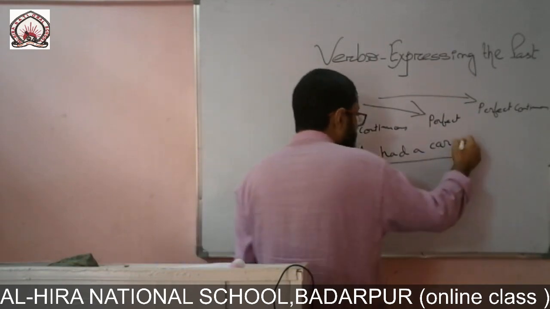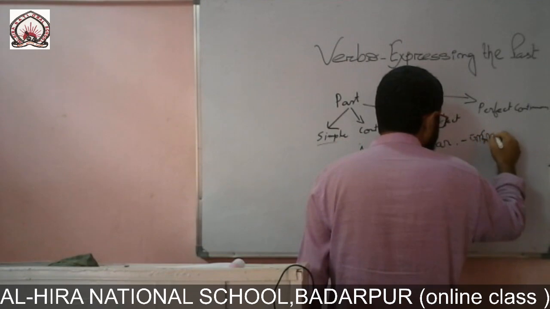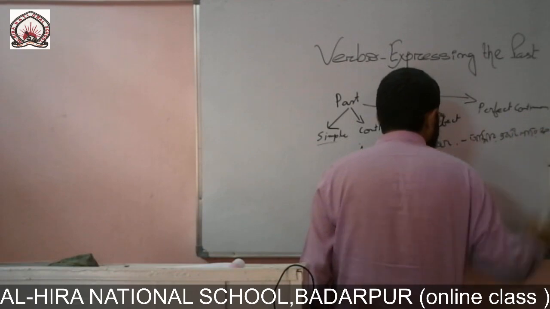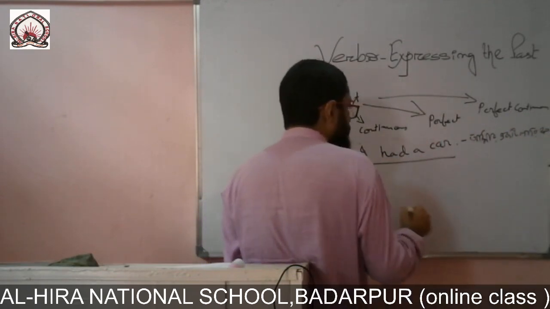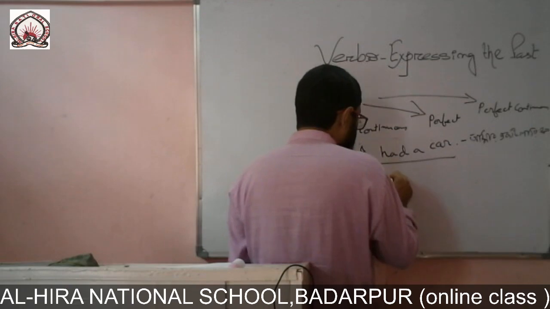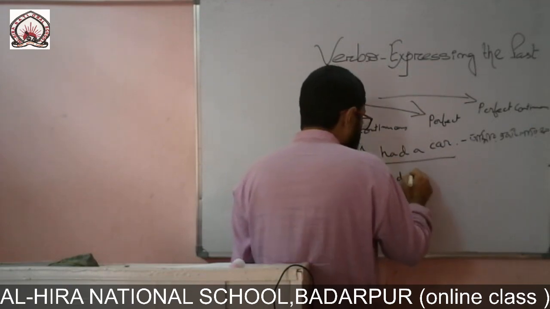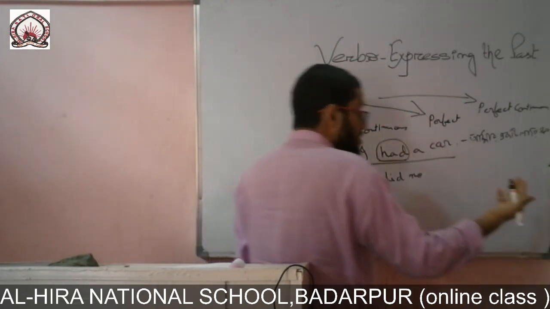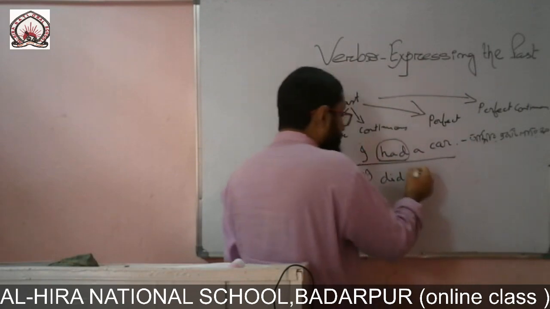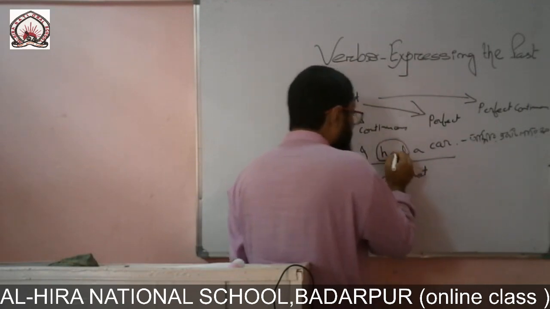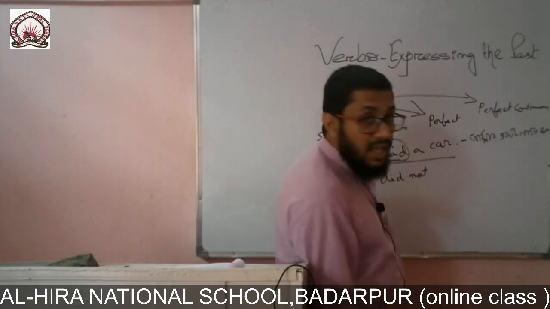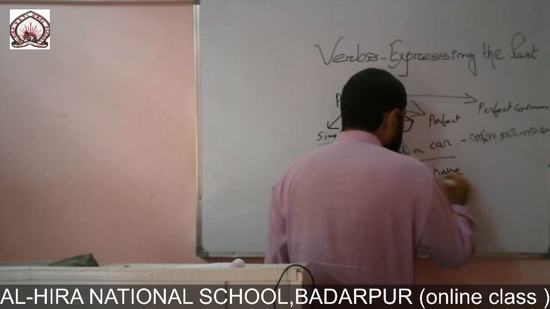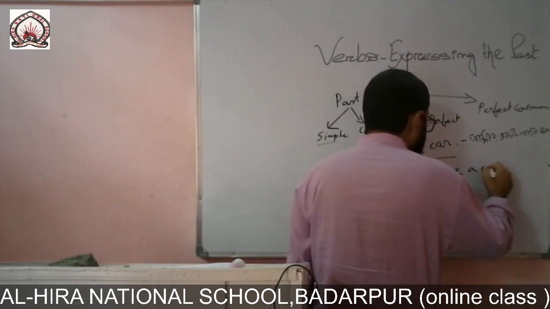For example, the Bengali of this one will be amar ekti gari chilo. Okay, I did not, we have to put, this is the main verb, it will be considered as main verb. Remember this thing, like I went, like this, it will be considered as main verb. So I did not, we have to put. And what is the present form of this had? Have. I did not have a car.